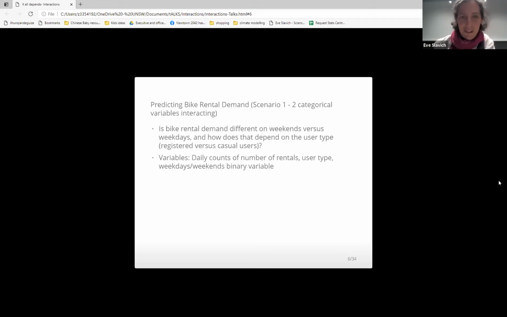So here we've got three variables: the daily count of the number of rentals, the user type, which is a categorical variable, and the weekdays versus weekends, which is also a categorical variable.